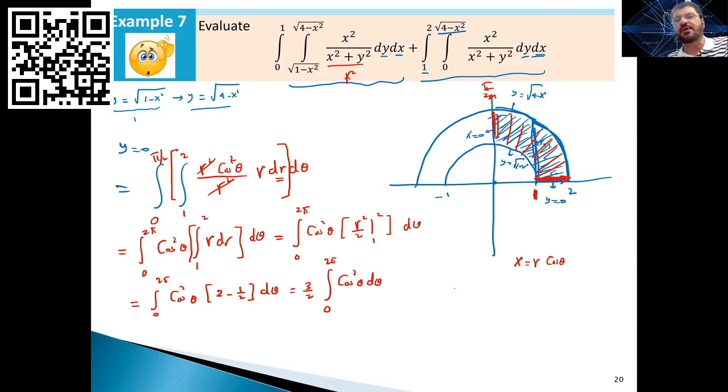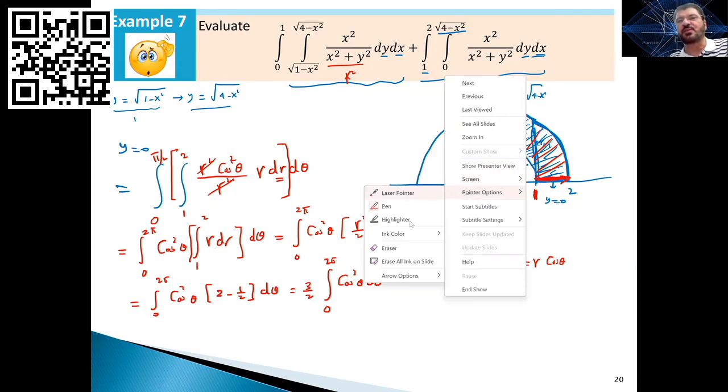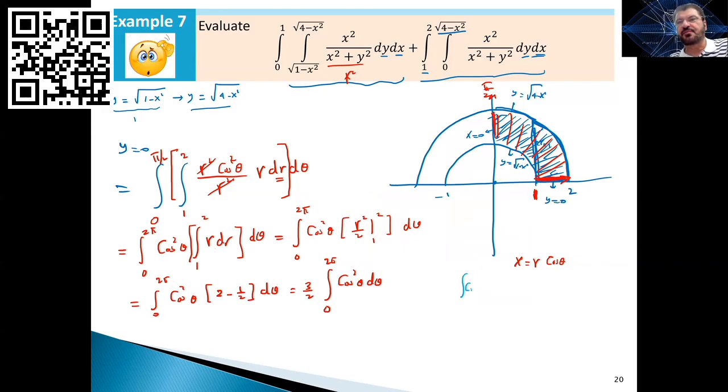Now we are in another dilemma: how do we integrate cosine squared? What's the integration of cosine squared? You know, there's a formula for this one, which is 1 plus cosine 2 theta over 2, d theta. And this is equal to the integration of half d theta plus the integration of half cosine 2 theta d theta. And this is equal to half theta plus half.